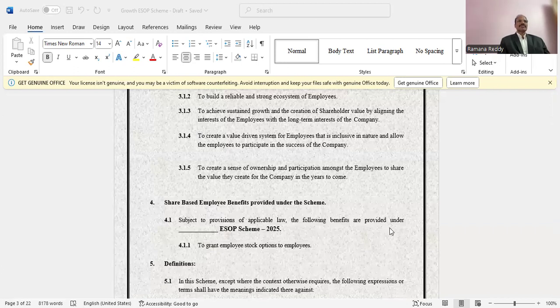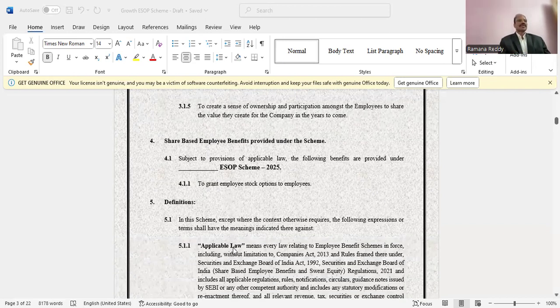And the share-based employee benefits provided under the scheme grant employee stock options to the employees. We'll talk about the definitions. We have to clearly draft the definitions.